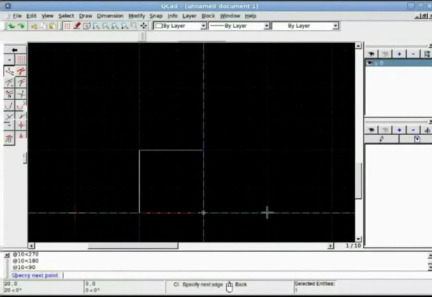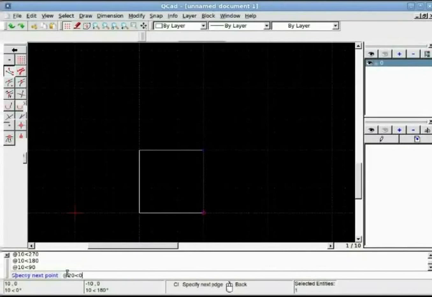So I use command line to specify my next point. I can use relative polar coordinate system here. Since it is relative, I say at. Now distance, I know it is 20, and since it is in 3 o'clock direction, which is default 0 angle, so I say at 0, angle 0, and enter. The line is drawn. Now say I want vertical line of say 7 units going in 90 degrees direction.